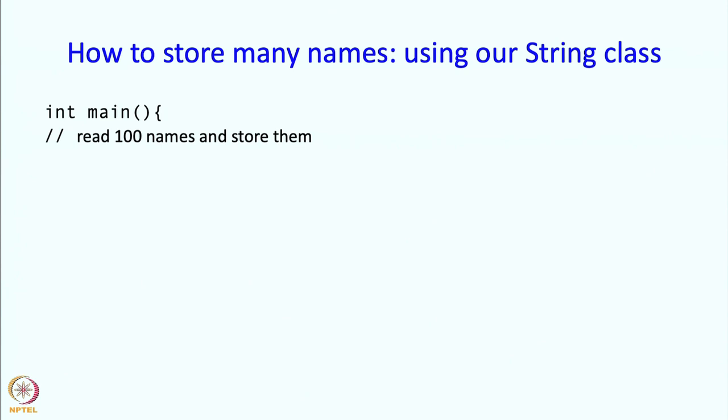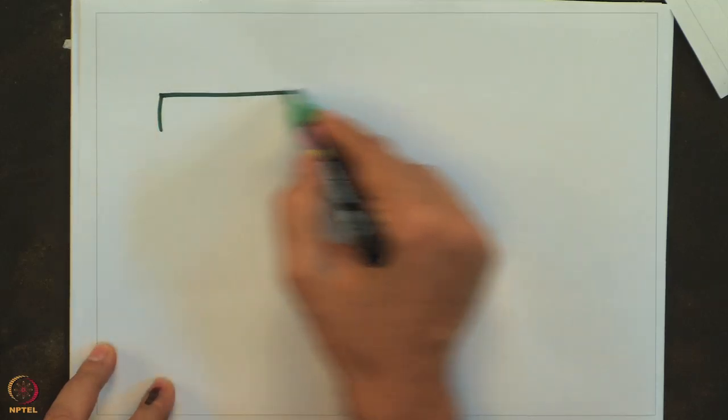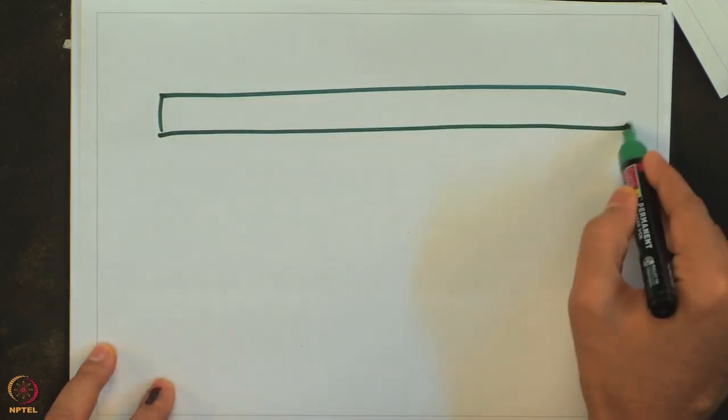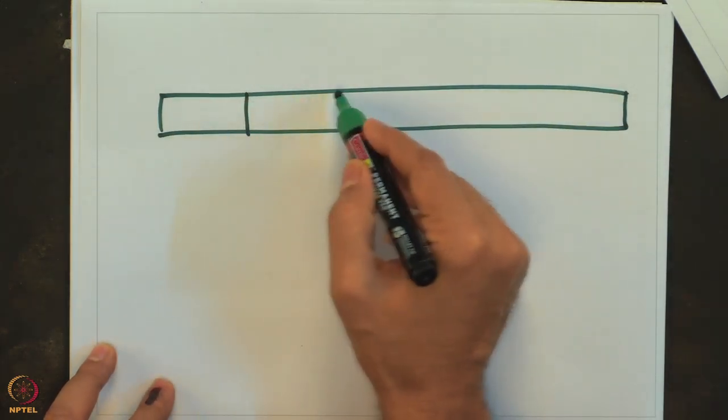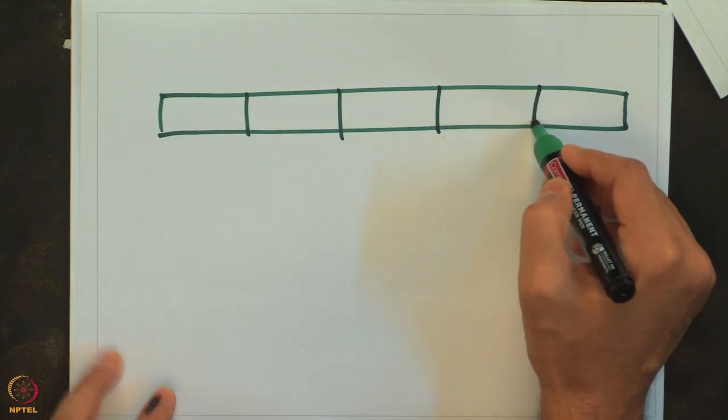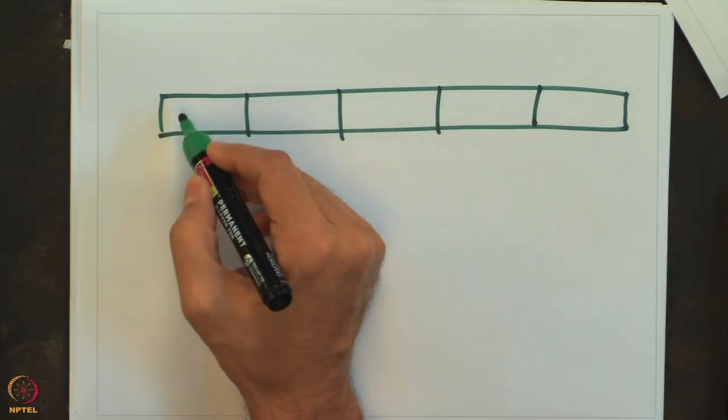We are going to read 100 names and store them. For that we are going to allocate an array of strings. It should be instructive to just see what this actually does. In the main program, this is going to create an array of string objects. But let me remind you that a string object is really very simple. It just contains a single PTR.